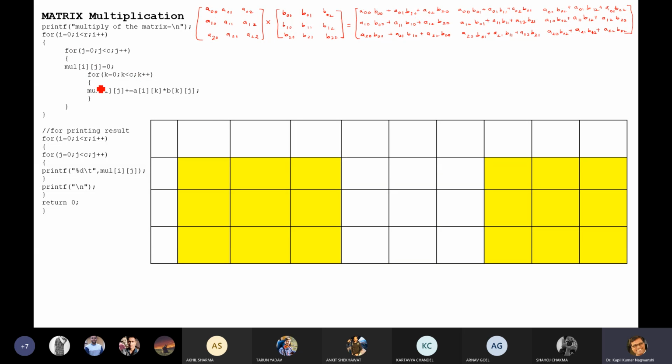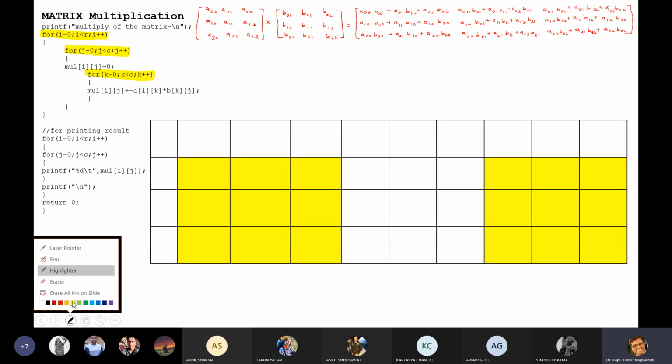Our fundamental shows that for i, j equals 0, j equals 1, and so on. So what is our outer for loop? Let me highlight each of the for loops. This is our outer for loop. This is the second for loop. And this is the third for loop, a for loop inside a for loop.